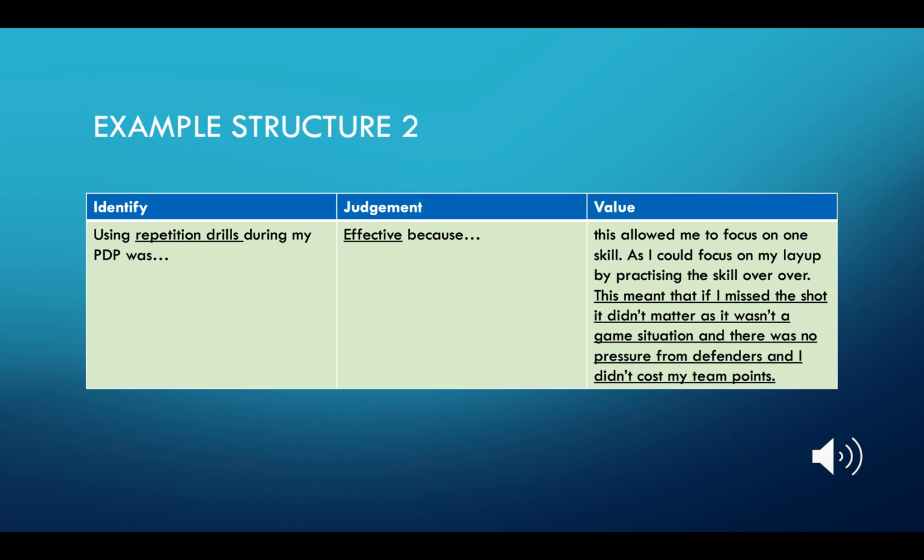The second example that we're going to look at is from a skills program, and this person has picked out repetition drills. They have said, using repetition drills during my program was effective because this allowed me to focus on one skill. As I could focus on my layup by practicing the skill over and over, this meant that if I missed a shot, it didn't matter, as it wasn't a game situation and there was no pressure from defenders and it didn't cost my team any points.